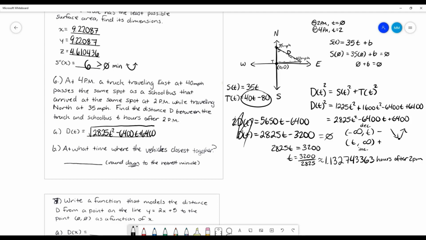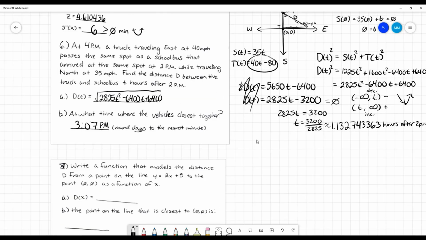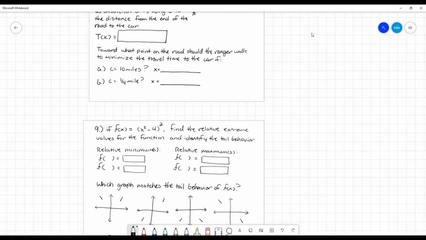Since they're closest together at this point, let's see, now we multiply that by 60 to figure out how many minutes it is. That's going to be an hour and about 7.96 minutes. It says to round down to the nearest minute, so we're just going to say an hour and 7 minutes, even though it's closest to 8. So it's an hour after 2 p.m., which is 3:07, an hour after 3 plus 7 minutes. And that's what they're looking for. Let's try what's left. Okay, not too much.